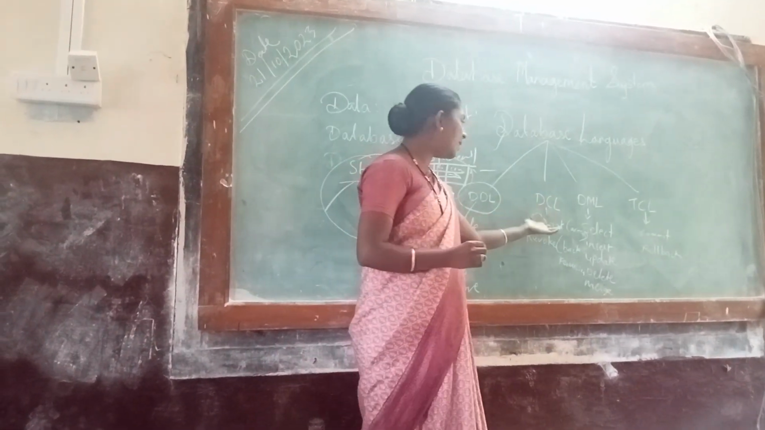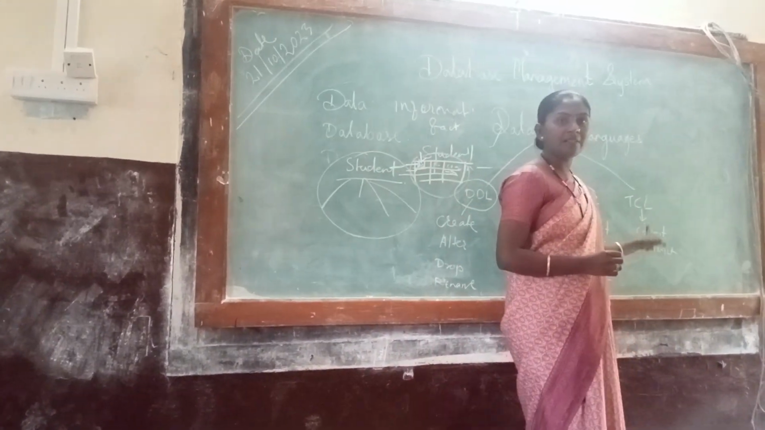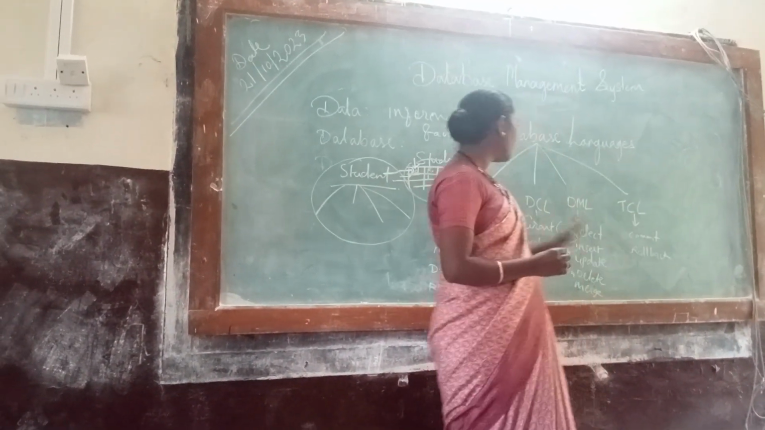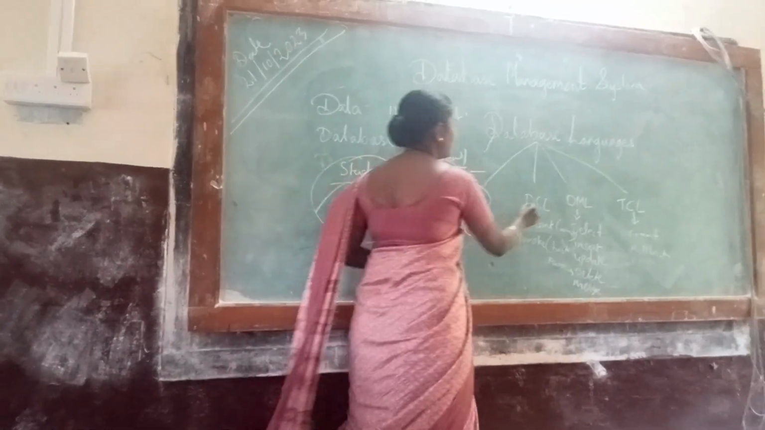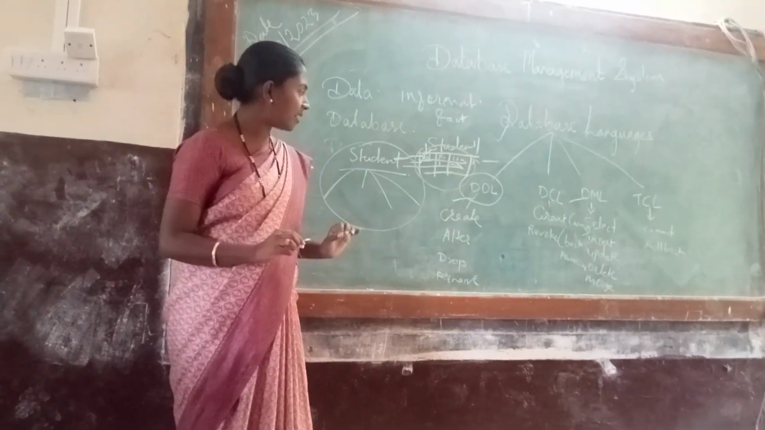The third one is DCL, data control language, and the last one is transaction control language, that is TCL. So now these two languages of the database management are clear. I hope you understand.